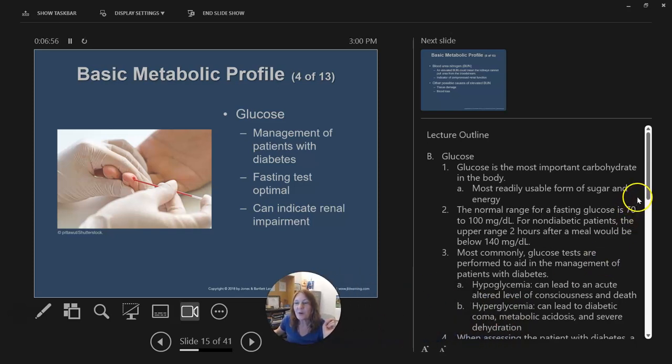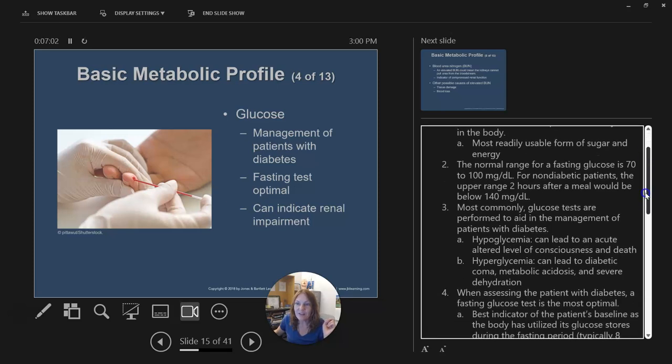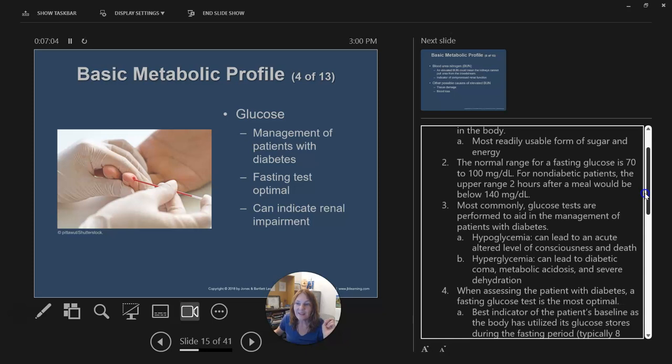Glucose is the most important carbohydrate that we have in our bodies. It is the most readily usable form of sugar that we have, as well as energy. Our normal range for fasting glucose is 70 to 100. For non-diabetic patients, the upper range, 2 hours after a meal, would be below 140.